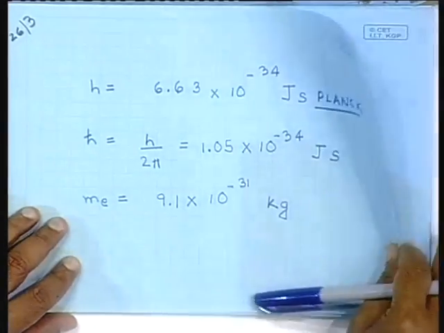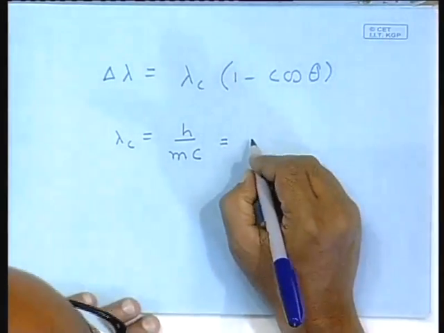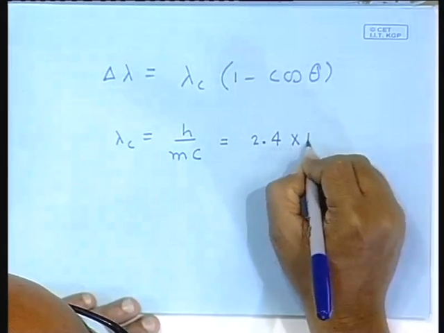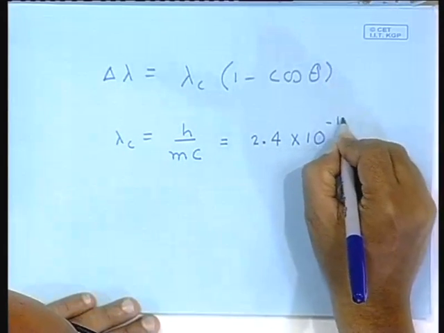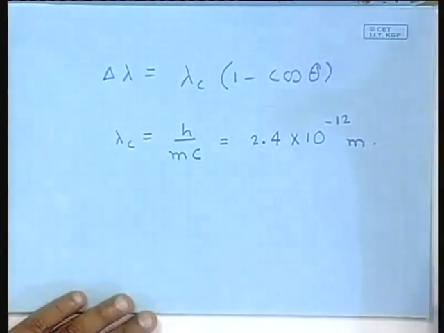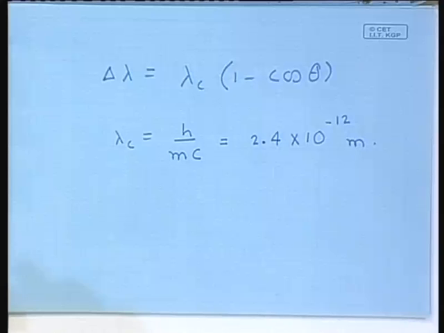This comes out to be approximately 2.4 into 10 to the power minus 12 meters for the electron, and for the proton, neutron, the nuclei it is going to be much smaller.